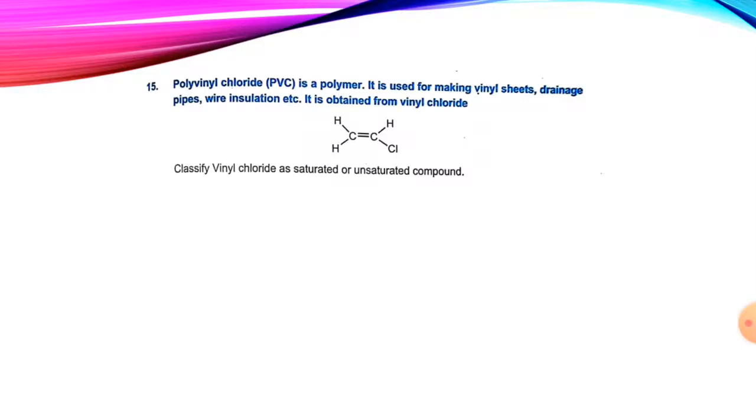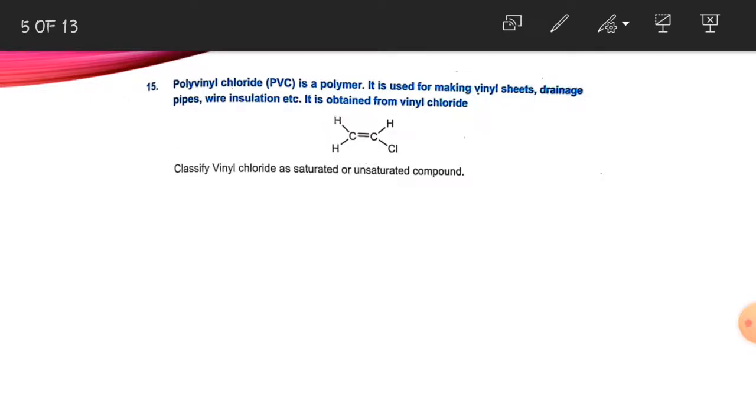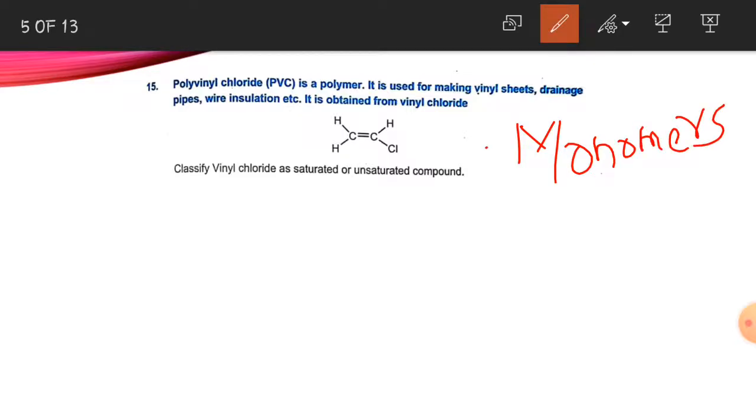Now this is a short question and it asks that polyvinyl chloride is a polymer and it is used for making vinyl sheets, drainage pipes, wire insulation, etc., and it is obtained from vinyl chloride. Classify vinyl chloride as saturated or unsaturated compound. Now we have read about the polymers, that polymers are long chain compounds that are made up of repeating units called monomers. Now this vinyl chloride is the monomer of this polymer polyvinyl chloride.